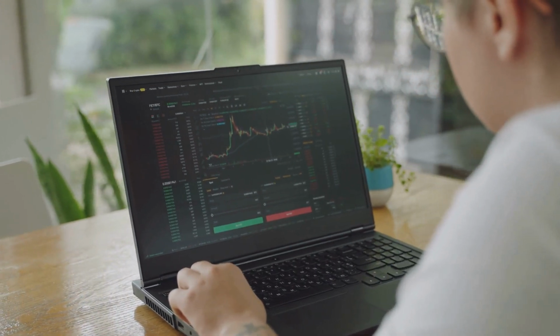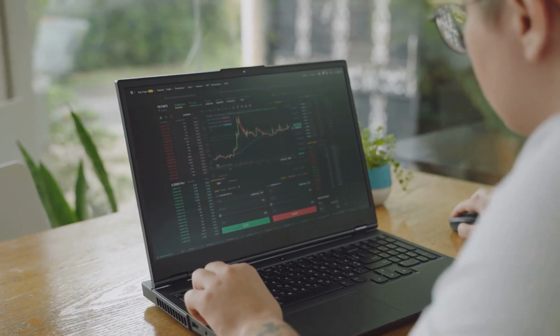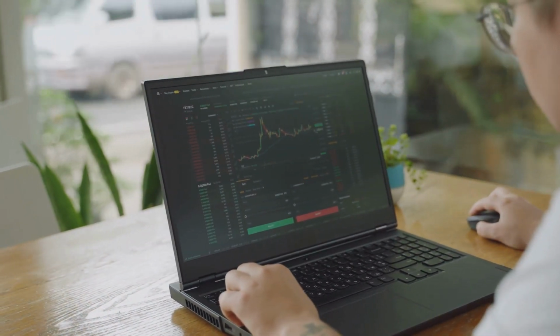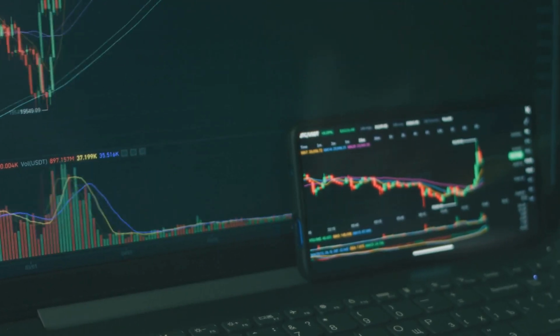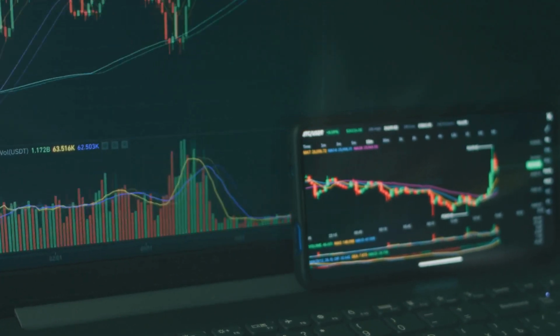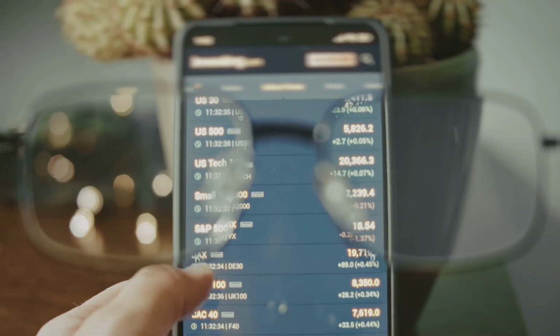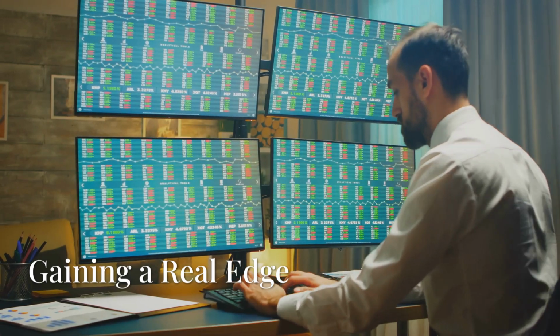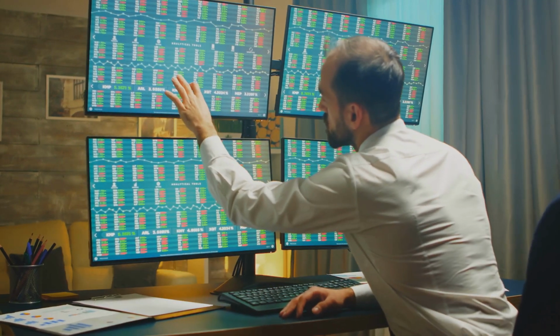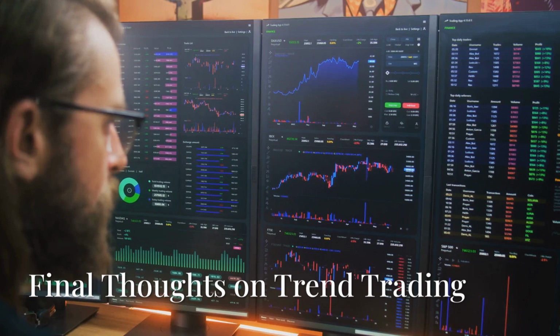Today's traders have access to numerous tools that make trend trading more efficient. Charting platforms: TradingView, Thinkorswim, Webull. Screeners: Finviz, Yahoo Finance, MarketSmith. Newsfeeds: Benzinga, Seeking Alpha. Apps for mobile alerts, set custom price or indicator alerts. Using these tools consistently gives you a real edge.